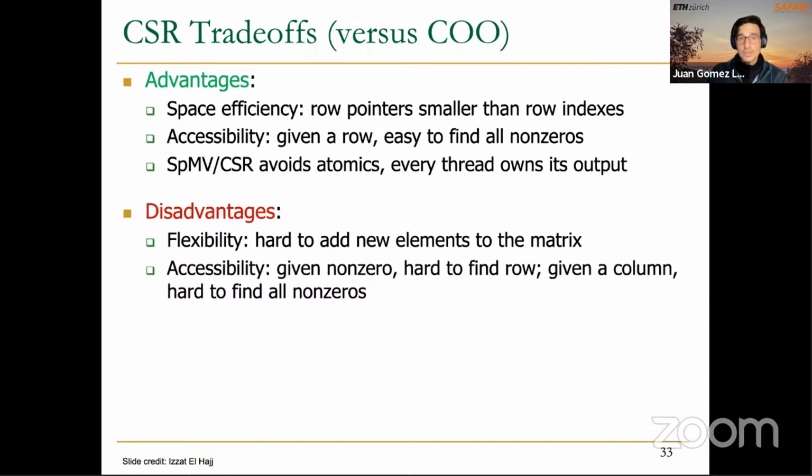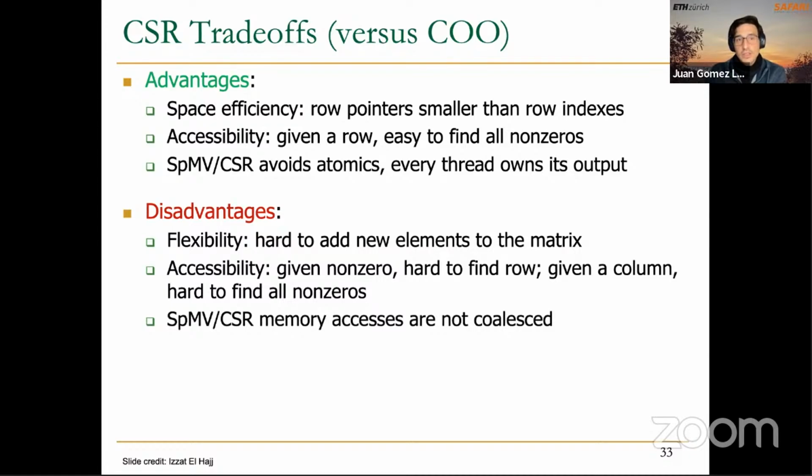In terms of accessibility, given a non-zero, it's hard to find the row, and given a column, it's hard to find all non-zeros. I think that's also pretty obvious if you look at the example that we showed before, how the non-zero elements are stored. The next disadvantage is that the memory accesses are not coalesced, as we already discussed, and also there is control divergence. Let's see if we can improve the characteristics of this CSR format in some way, proposing other formats.